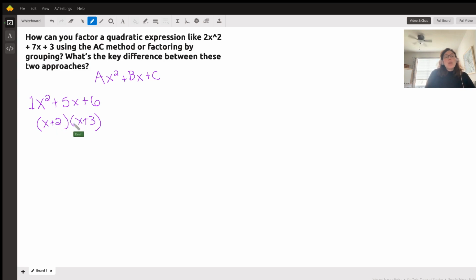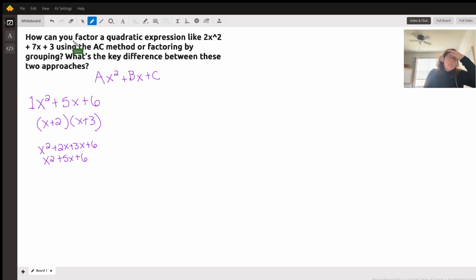So when we go back and we FOIL, we'll do the first, which is x squared, inside, plus 2x, outside, plus 3x, and then last, plus 6. Now combine like terms. We have x squared plus 5x plus 6, and we're back to our original trinomial.